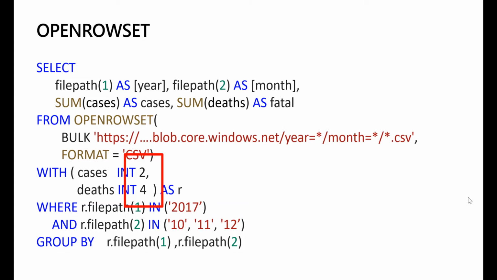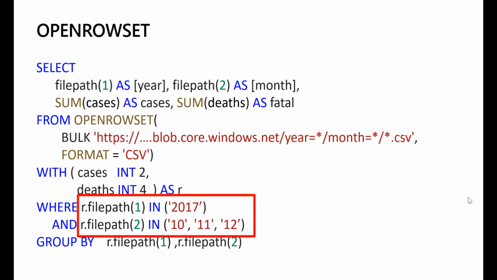Another important feature is column position. Imagine that I have columns in CSV files placed in the second and fourth position. If I don't want to return all columns from my CSV file, I can specify the column position after the column type, and OPENROWSET will return only the second and fourth column in this case.